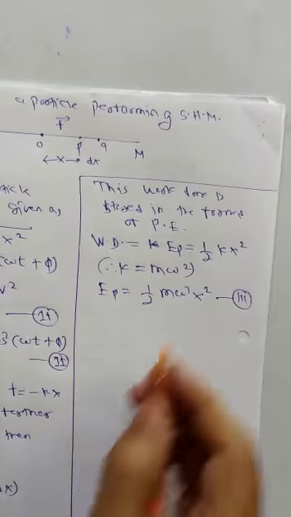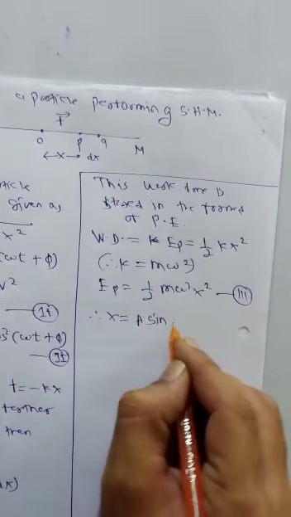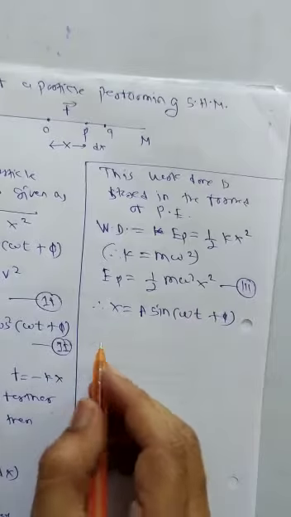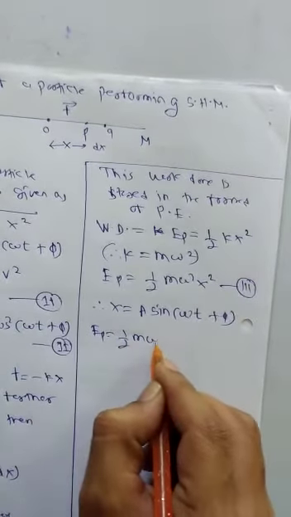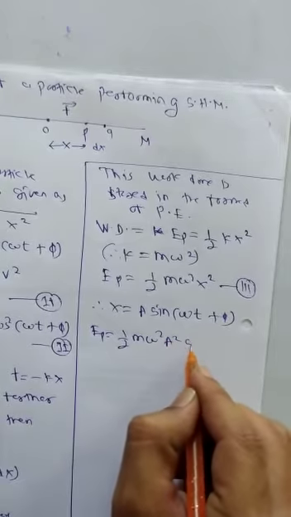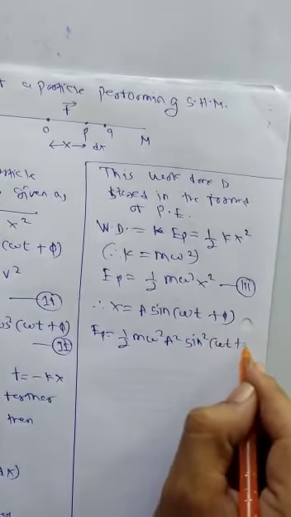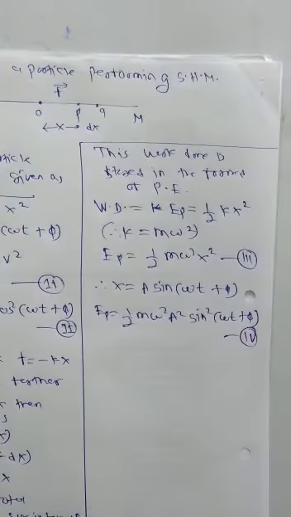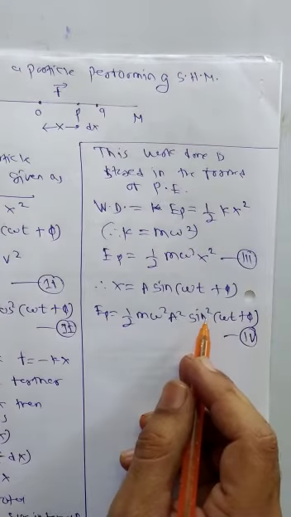Again, we know the value of x. x is equal to a sine of omega t plus phi. If you put this value, this equation will be half of m omega square a square sine square of omega t plus phi. This is also an equation of potential energy. So this energy varies with respect to sine square theta.